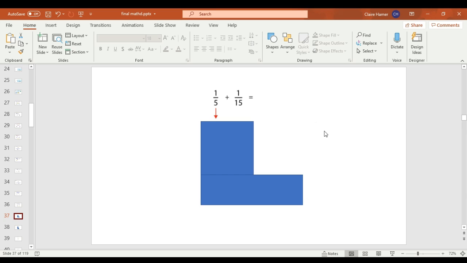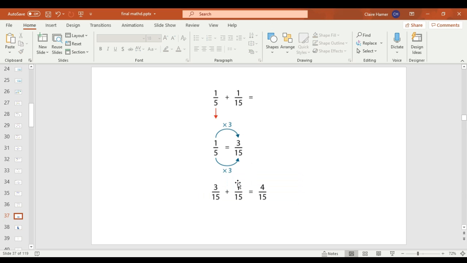Right, I'm going to reveal my answers. So I made 1/5 into 3/15 by multiplying by 3. Then 3/15 add 1/15 equals 4/15. Did you get that? Share your work with me after the lesson.